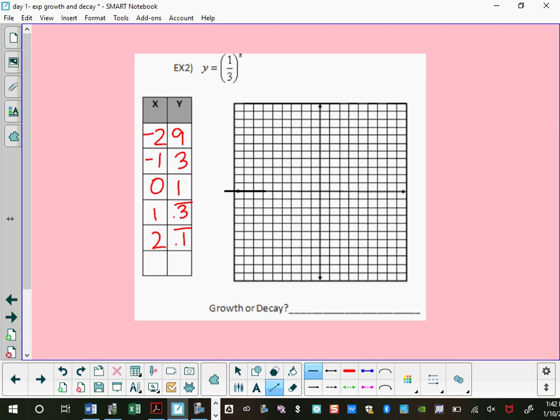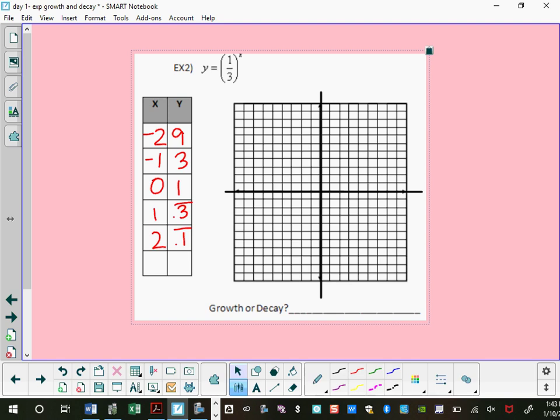Okay, once you guys have those points, then you can start plotting your points. That's -2, 9. -1, 3. 0, 1. When you get the decimals, guys, just try to estimate. I mean, 0.33 is going to be very close to 0. 0.1 is basically on that same line. So here's my graph.